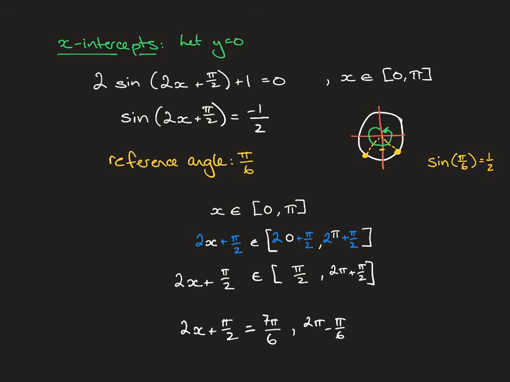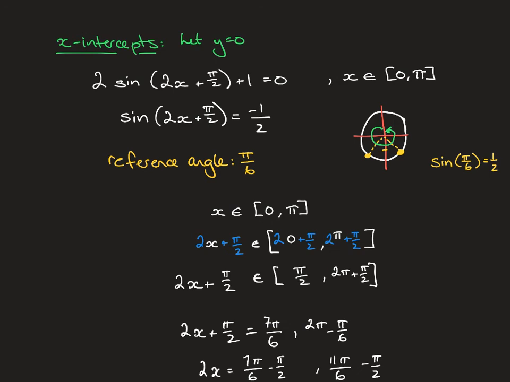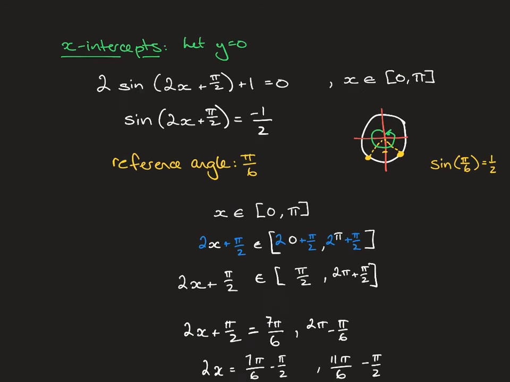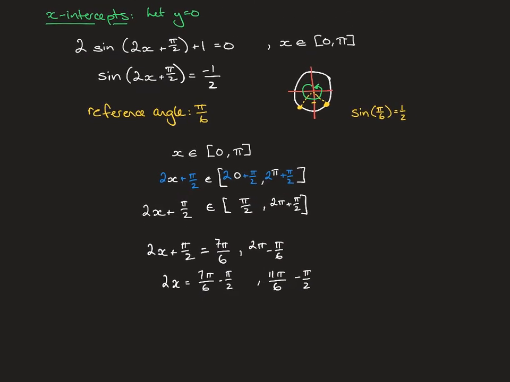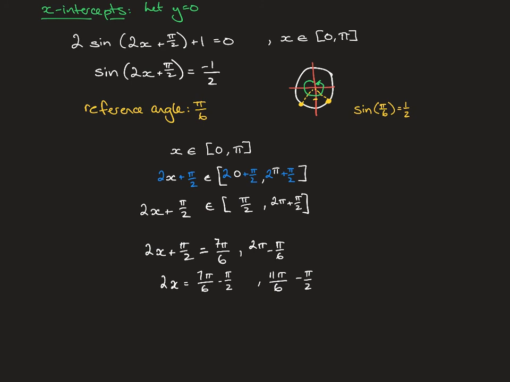But the solutions that we have are not solutions for x. So now we need to go through the process of solving so that we're just left with x on this side. So the first thing to do is subtract π/2 from both of our answers, and then we'll tidy up, make them have the same denominator and tidy up, which gives us 2x is equal to 4π/6 and 8π/6.